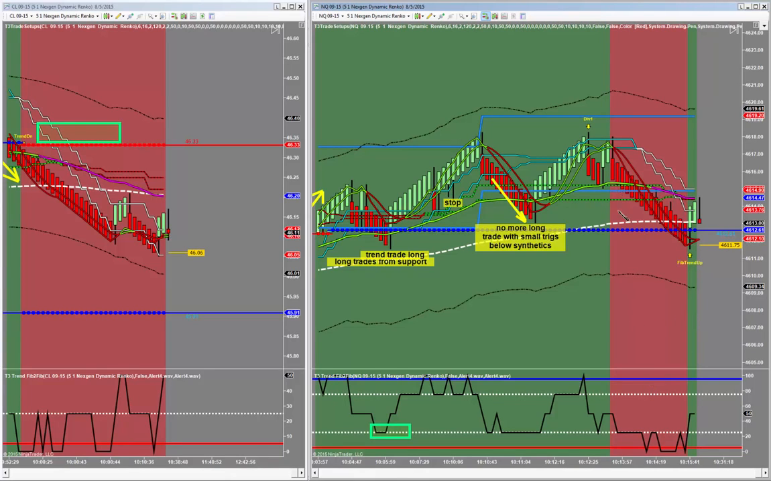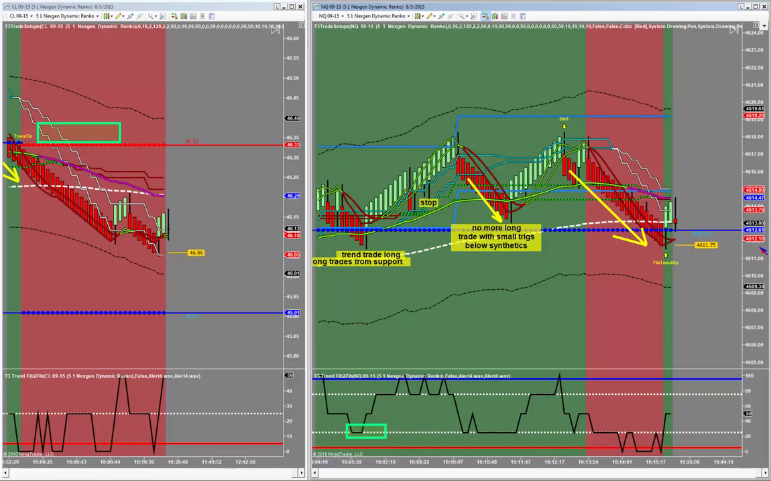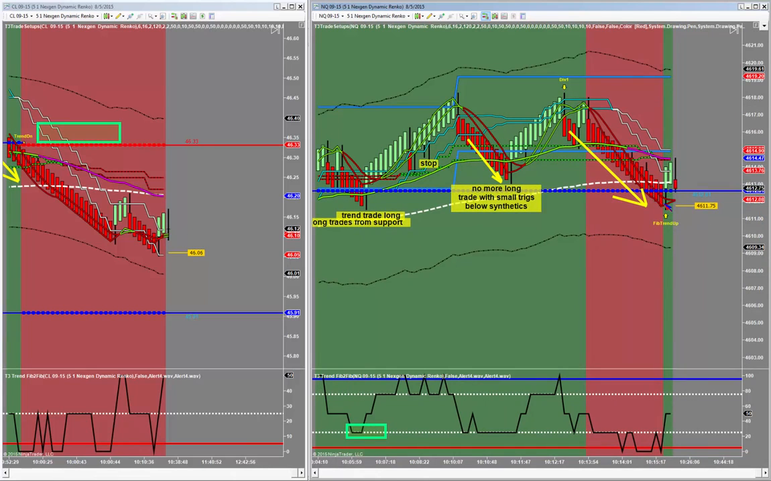Right. Everybody feel comfortable with the fact that our small triggers are still below our synthetic triggers? We're not looking for long trades. What do the small triggers tell us about support? Is it going to break or is it going to hold? All right, so everybody says it should break and turn into resistance.